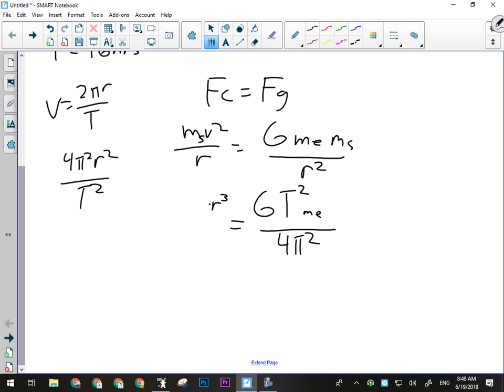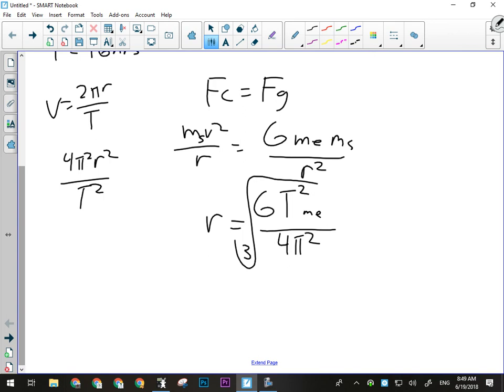Okay, that leaves me with r cubed. I want just r. All right, so I'm going to take the cube root. Right? And one of the most common mistakes on a question like that would be to accidentally square root instead of cube root.